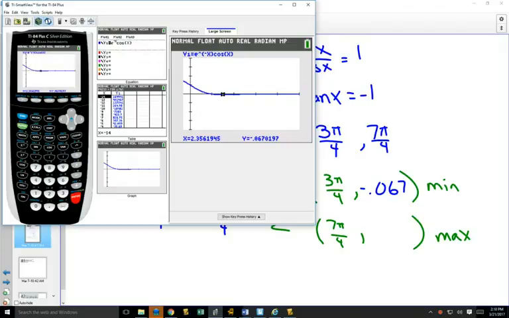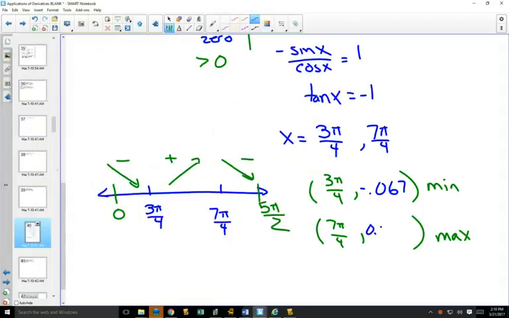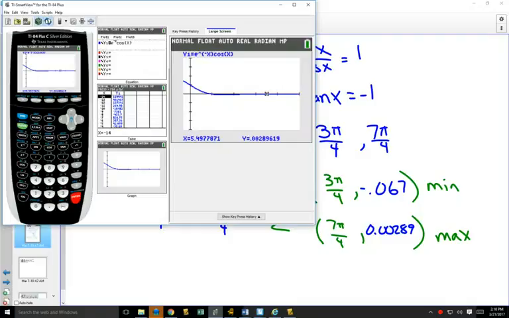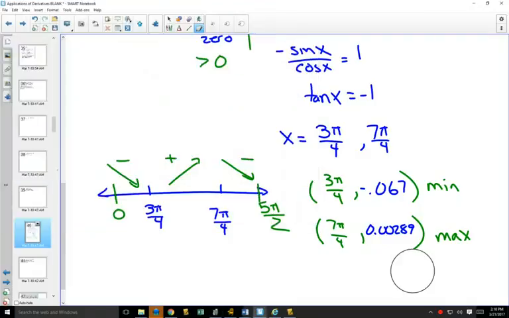And the nice thing about this is once you find one, you can just type in your second one. So the other one we want to find out is 7 pi over 4. It'll find that one as well, 0.00290. Is that rounded correctly? No, 290. Max.